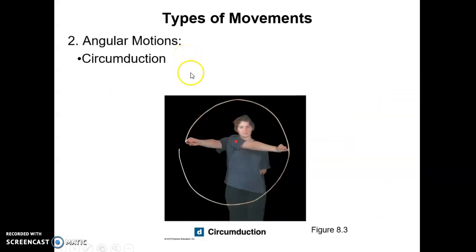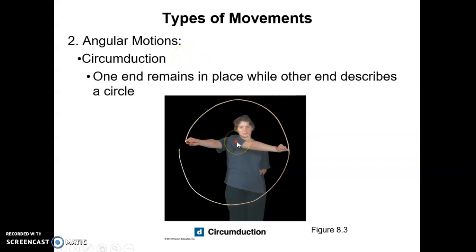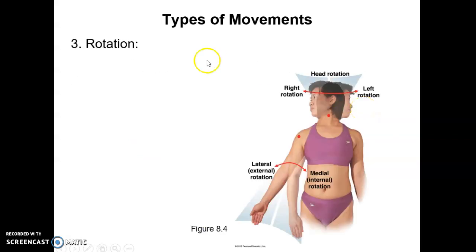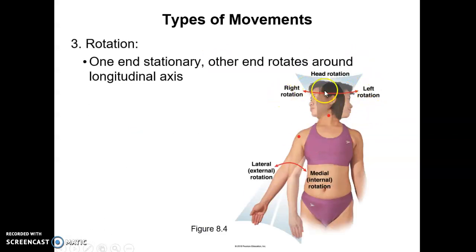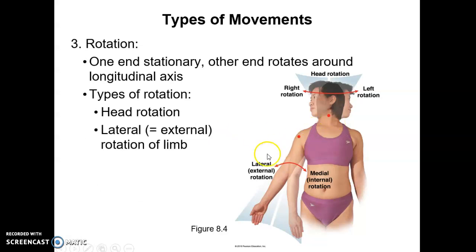Circumduction, another angular motion. One point is stationary, and the other end describes a circle, like at the shoulder. You can do that at the hip as well, circumduction. Rotation, rotating about some axis along the longitudinal axis, like in the head or here at the shoulder. Head rotation, for example, or lateral, which means also external rotation of the limb at the shoulder. You can do it at the hip as well.